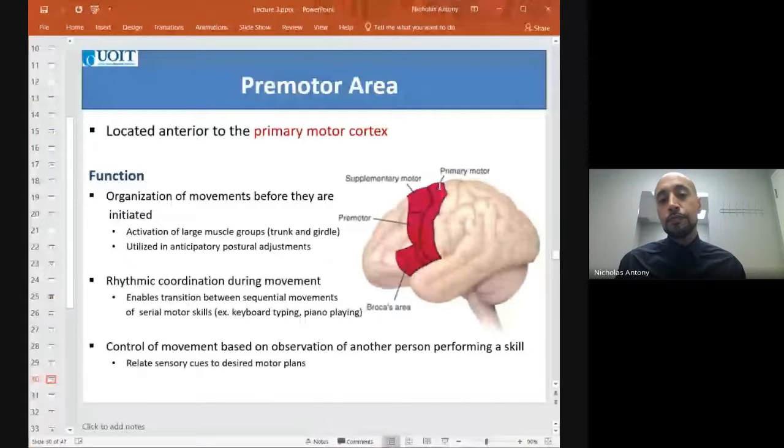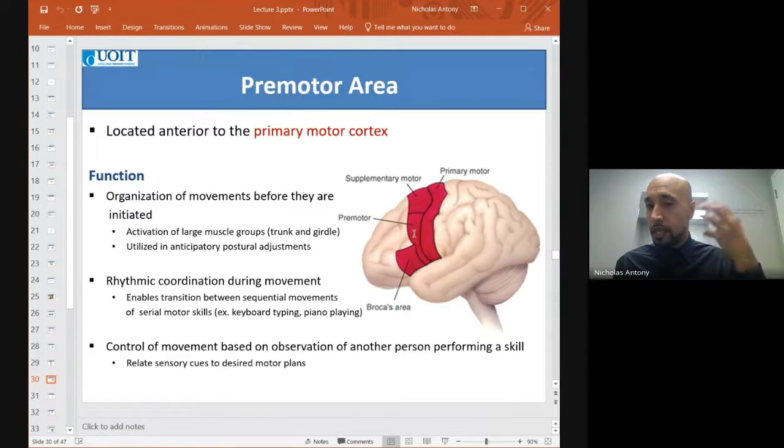Directly anterior to the primary motor cortex is the premotor area. Now, the premotor area is right here, and it's involved in the organization of movements before they are initiated. So what it does is we decide what action we're going to do. The premotor cortex makes sure that based on what we want to do, we activate our core muscles.